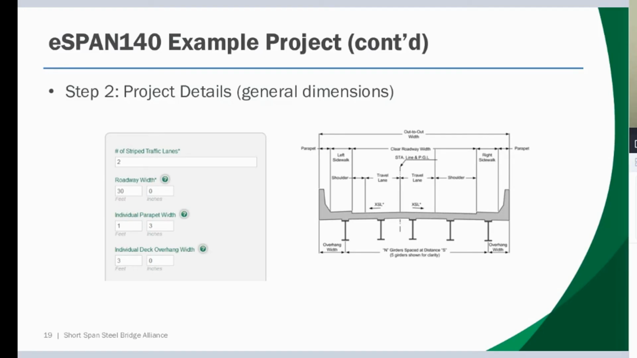Next, you get into the project details, and we've got some general dimensions that it's asking for. So we'll say this bridge has 2 traffic lanes. It has a clear roadway width of 30 foot. We'll say that it has 2 parapets or barriers that are 15 inches wide, so 1 foot 3 inches. And the deck overhangs are, we'll say, 3 foot 0 inches.